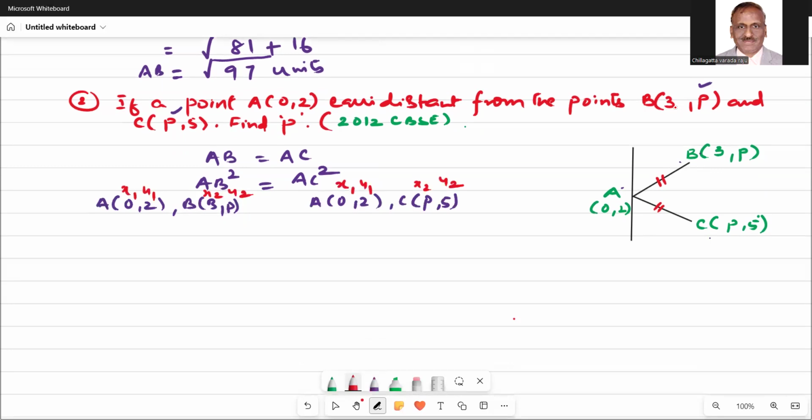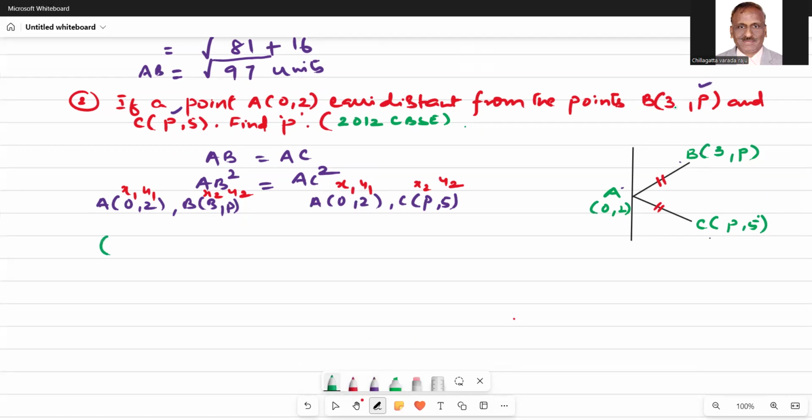Okay. So AB square is equal to what? (x2 minus x1) whole square. What is your x2? x2 is equal to 3. (3 minus 0) whole square plus (y2 minus y1), which is (P minus 2) whole square. Because y2 is equal to P and y1 is equal to 2. (P minus 2) whole square. In AC square, what is your x2? x2 is P minus x1, which is 0. (x2 minus x1) whole square plus (y2 minus y1) whole square. It is (5 minus 2) whole square. Here I am not using the square root because we are finding AB square and AC square.